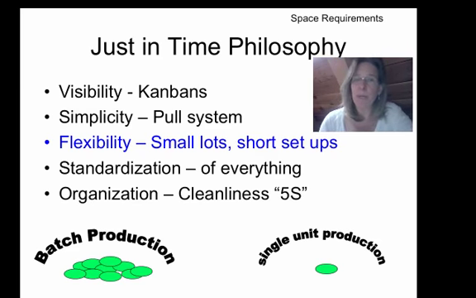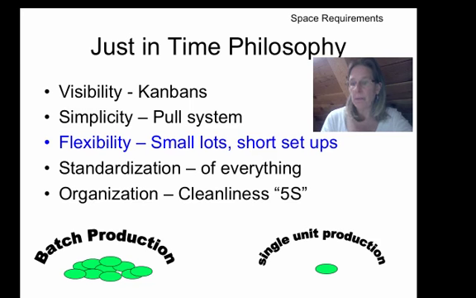Those can be processed all one after another. That's opposed to batch production, where you process 10 or 100 or 1,000 of one particular product, and then you change over and you produce 1,000 or 5,000 of another particular product. That is a little bit less flexible. So you'd want to be able to have a single unit production, but it all has to do with how short your setup times can be.